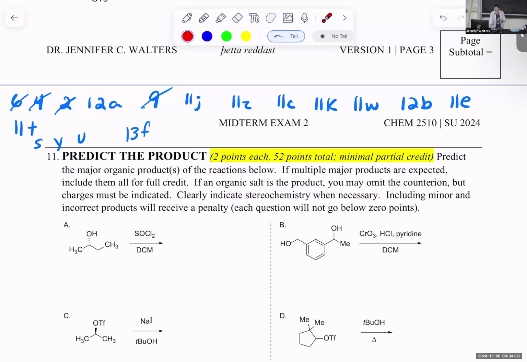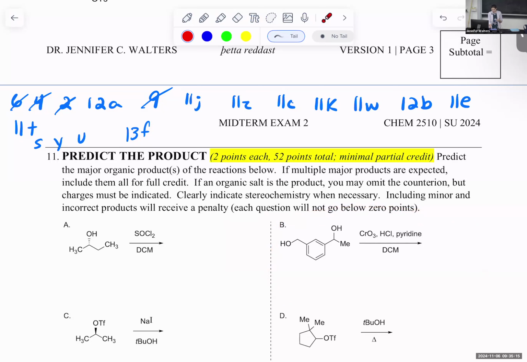This is meant to prevent people from drawing the substitution, elimination, oxidation, instead of just drawing random things. I want you to give an educated guess, but I still want you to guess. I still want you to answer the question. That's why each question will not go below 0. Don't leave anything blank. Write something, that way you have a chance at some points. If it's blank, you have a chance at 0 points because there's nothing written for us to grade. That's how the grading works: you'll never go below 0 for any of the individual parts.